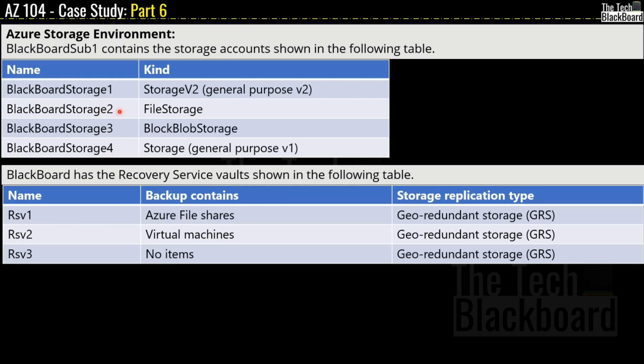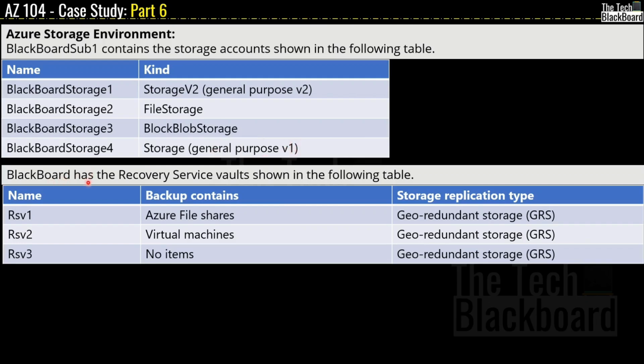And Storage 1 is of kind StorageV2, which is also known as General Purpose v2. Then we have Storage 2 as File Storage, Storage 3 as Blob Storage, and then we have Storage 4 as Storage, which is now known as General Purpose v1.